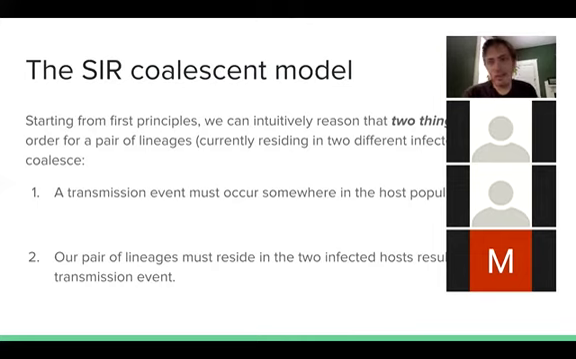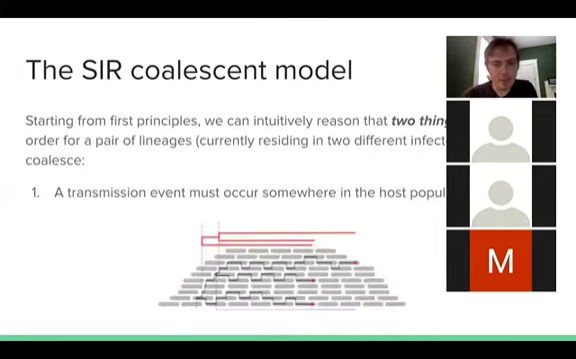But basically, what we can recognize right away, starting from first principles, is that two basic things need to occur in order for two different pathogen lineages to coalesce under an SIR type model. First, a transmission event has to occur somewhere in the population, and then the lineages involved in that particular transmission event have to be the lineages that we're tracking backwards through time. So let's go into more detail about these two requirements one by one.